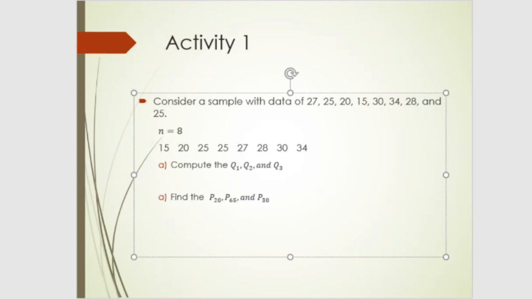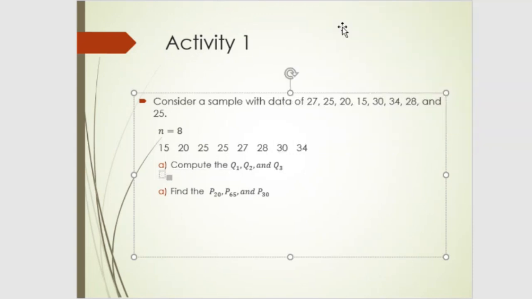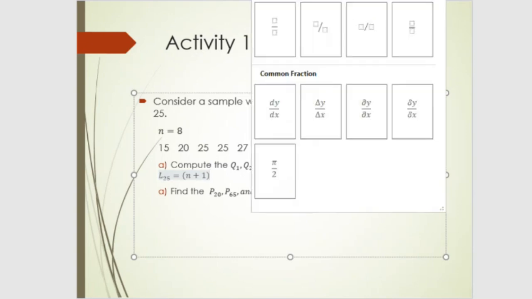So now we need to compute this Q1. How do we calculate Q1 when you are given this? Q1 is the 25th percentile. So we'll say L25 is equal to open bracket N plus 1, close bracket, 25/100.